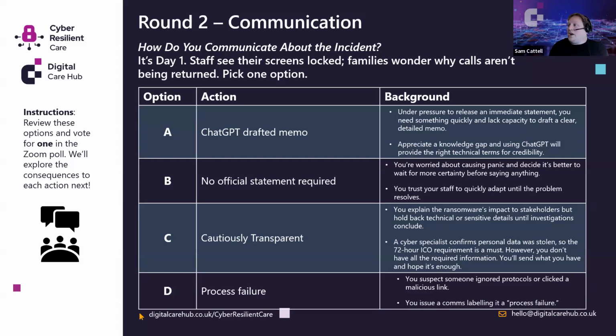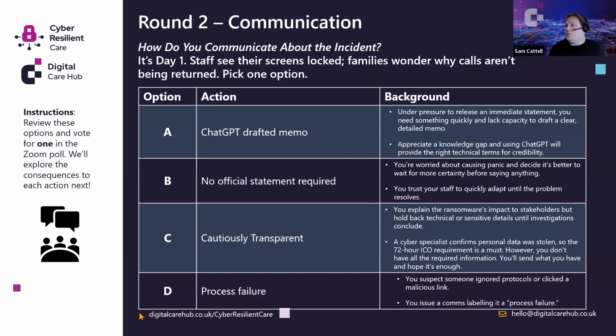You're worried about causing panic and decide it's better to wait for more certainty before saying anything. You trust your staff to quickly adapt until the problem resolves. That's the ostrich choice. C: Cautiously transparent, you explain the ransomware's impact to stakeholders, but hold back any technical or sensitive details until investigations are concluded.